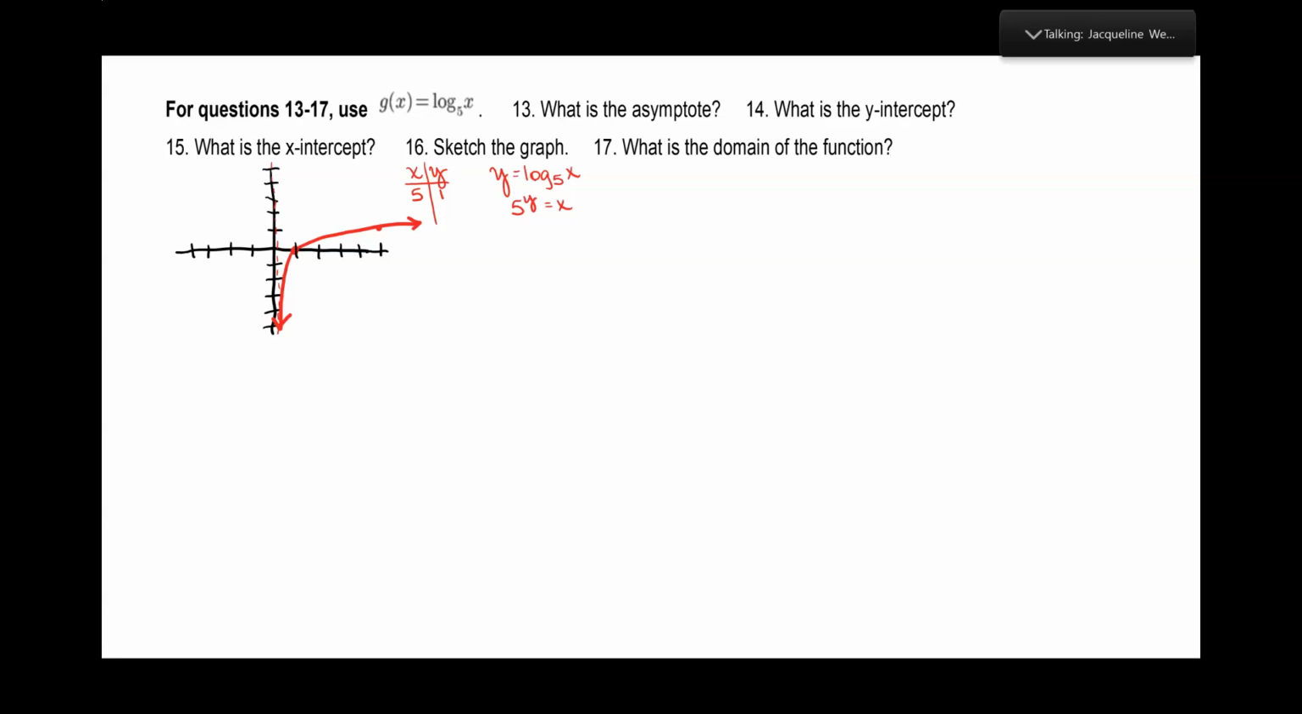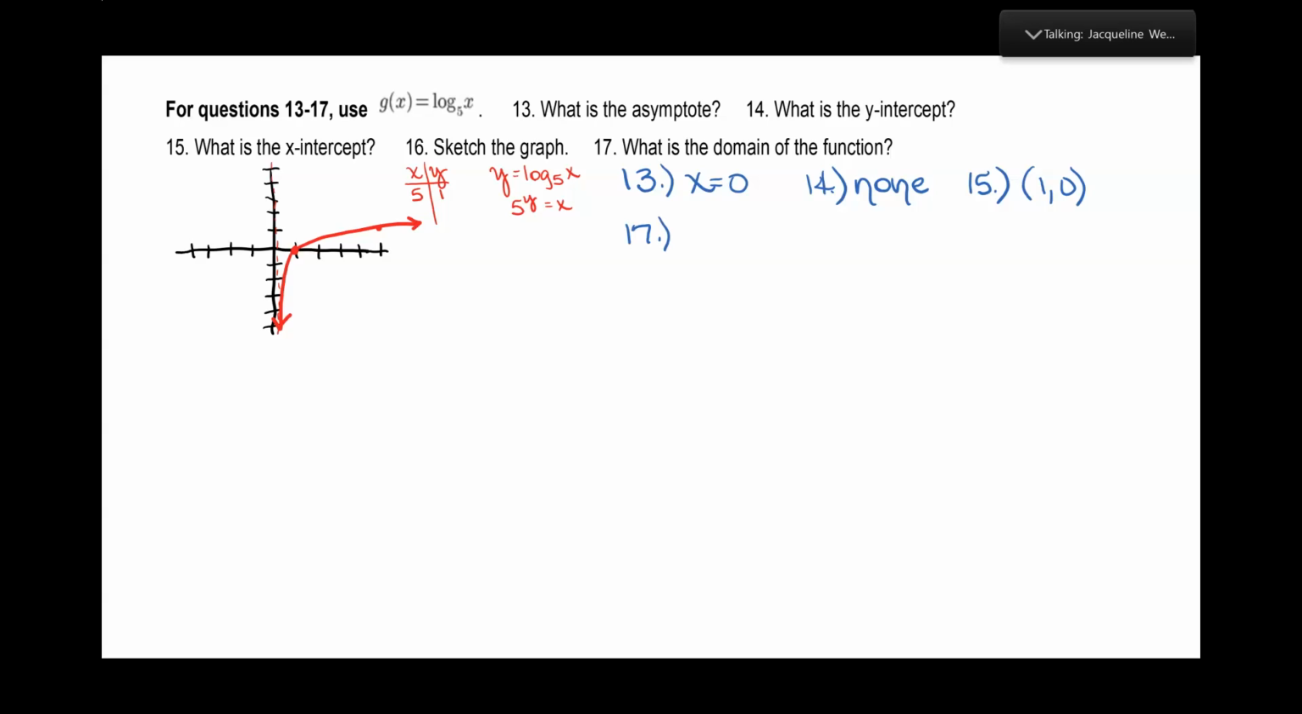All right, now this one, they didn't want me to shift it or do anything else with it. So where is my asymptote? X equals 0, yes. All right, how about my y-intercept? Where did I cross the y-axis? Did I cross the y-axis? No, so that just means I don't have a y-intercept. All right, then for 15, where did I cross the x-axis? At 1, 0, that was one of my landmarks, right? And then sketching the graph, we've already done.